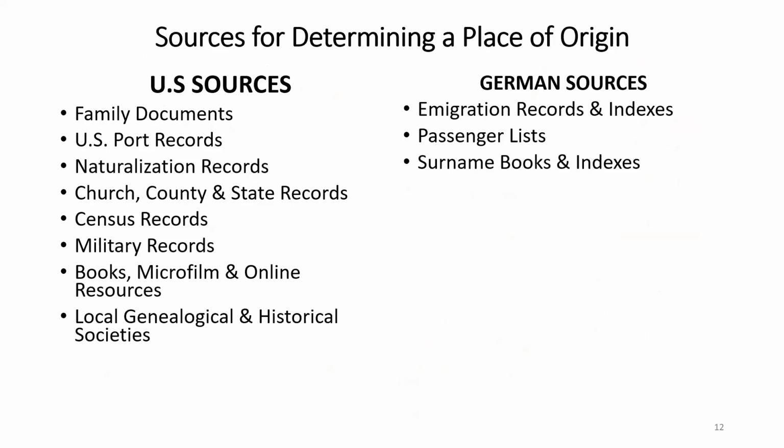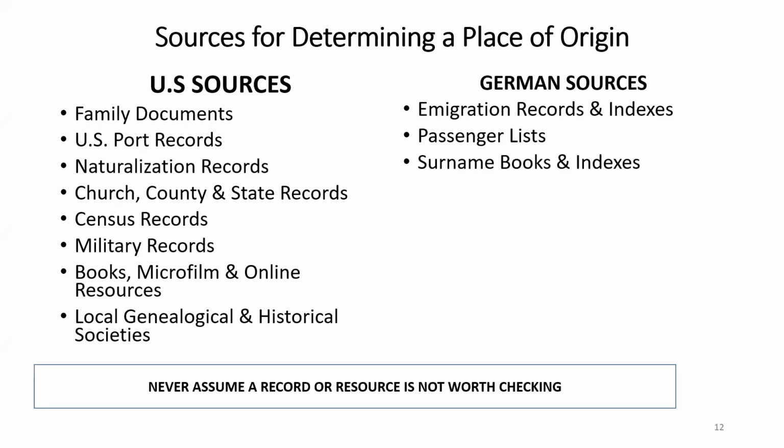Though many records and resources are available to help determine the place of origin of an ancestor, these are only just a few of them. As you will see from this presentation, knowing the place where your ancestor originated is critical. If you're still trying to determine the place of origin of an ancestor, be sure to check every record you find and never assume that a record won't help.